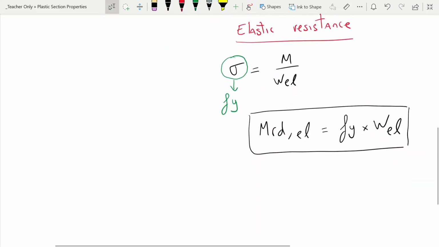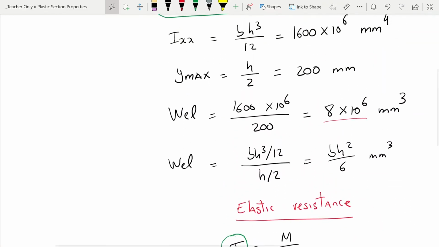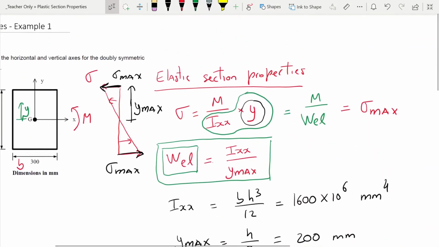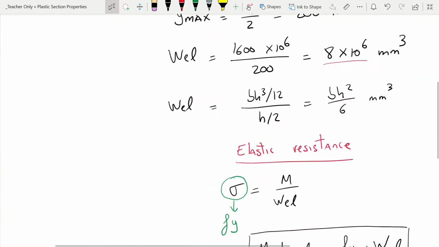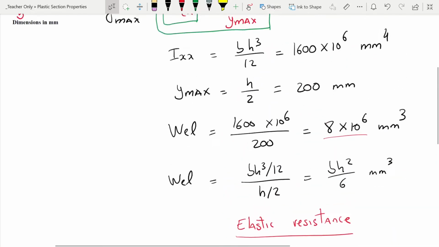In this particular case, we know that the elastic section modulus is 8 times 10 to the 6. If we multiply this by Fy, whatever Fy is, we can get the resisting moments in the elastic range. Now, once we get to this moment, so once we get to the elastic resistance moment, we still have capacity of the section. And why is that?